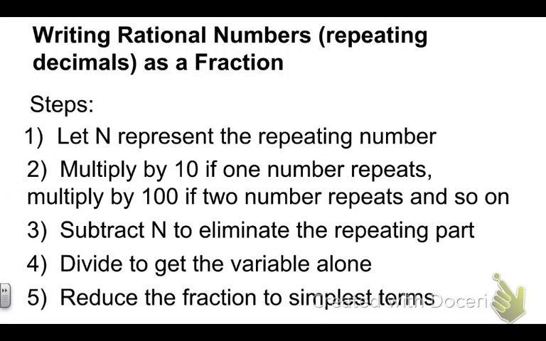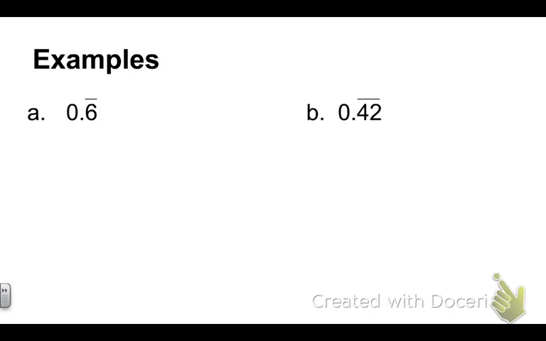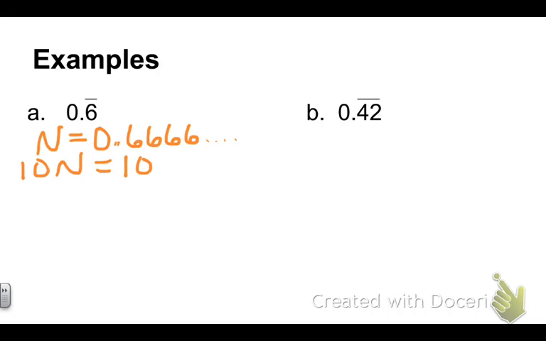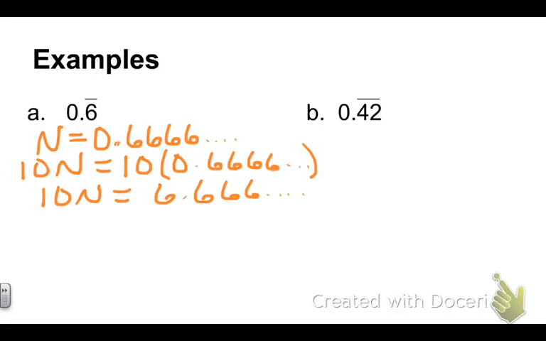Alright, so let's look at an example here. Alright, so I'm going to let n represent my repeating number. And this is just going to keep on going. And then, since it is one decimal, or one digit that's repeating, I'm going to multiply it by 10. Alright, once I multiply it by 10, so this is going to be 10n is equal to 6.666, and that keeps on going.